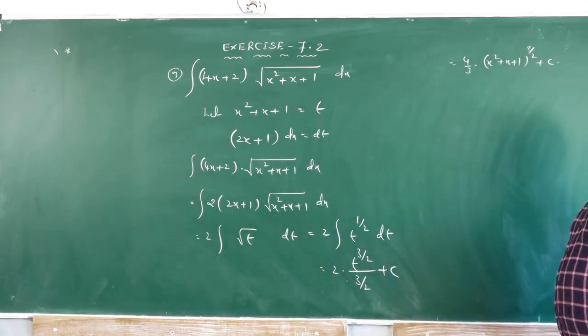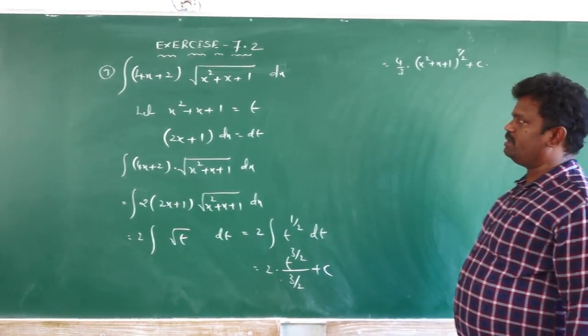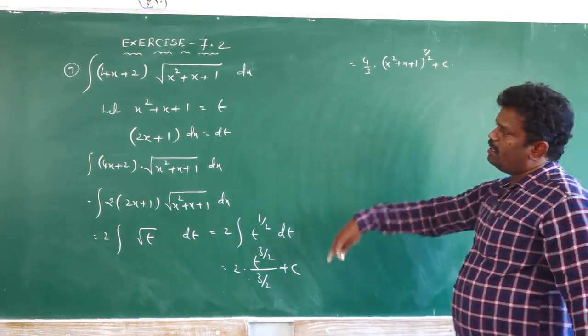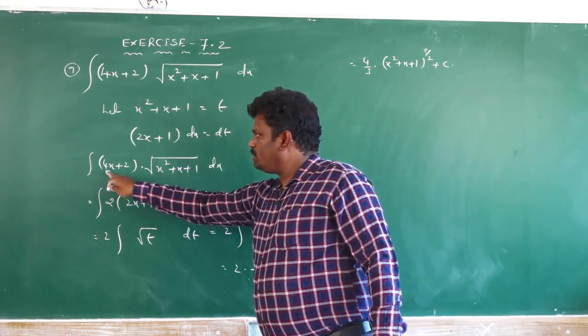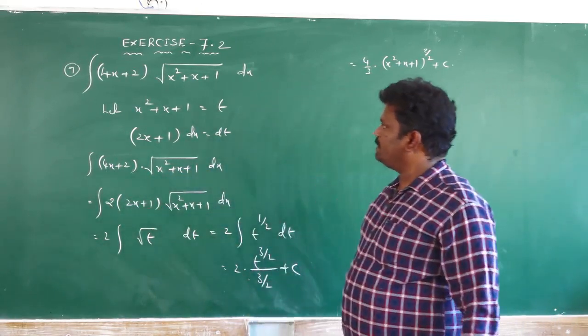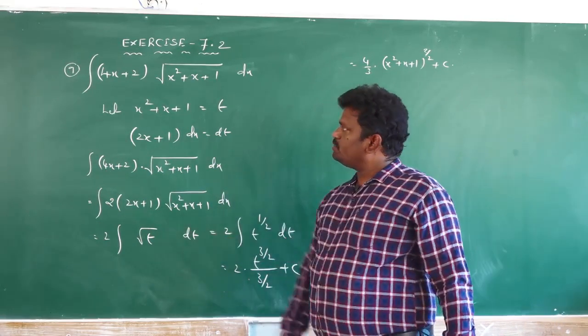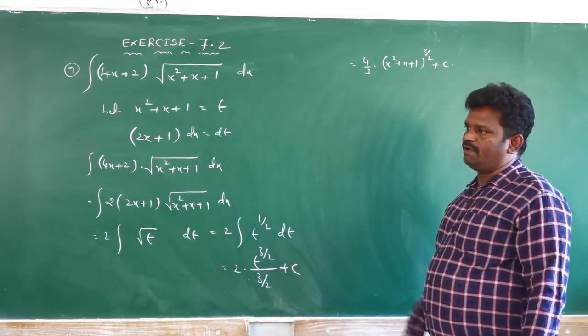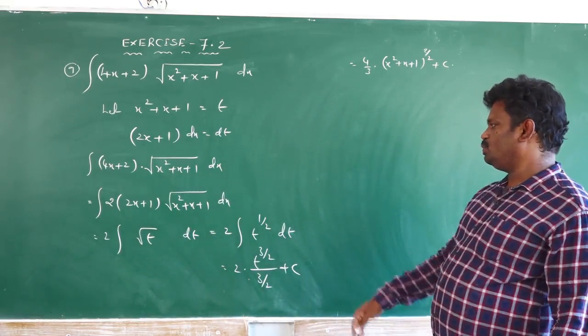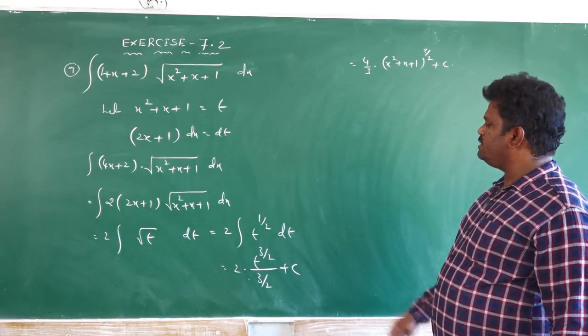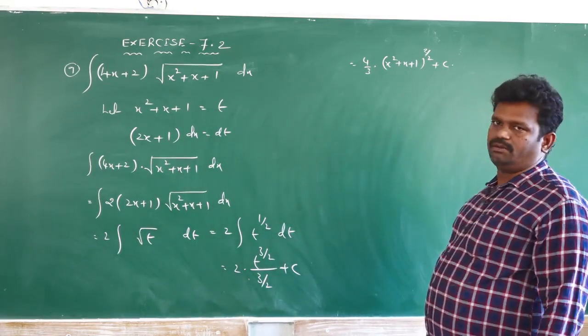Okay? So x square plus x plus 1 is equal to t, its derivative is 2x plus 1, and we take the common 2 there. In that integration, from 4x plus 2 we take the common 2, leaving 2x plus 1. Now instead of this, (2x plus 1) dx is equal to dt, and the remaining value is root t. Then applying the integration, 2 into t power 1 by 2, whole power 3 by 2 divided by 3 by 2, gives 4 by 3 and this value. Okay? Right.